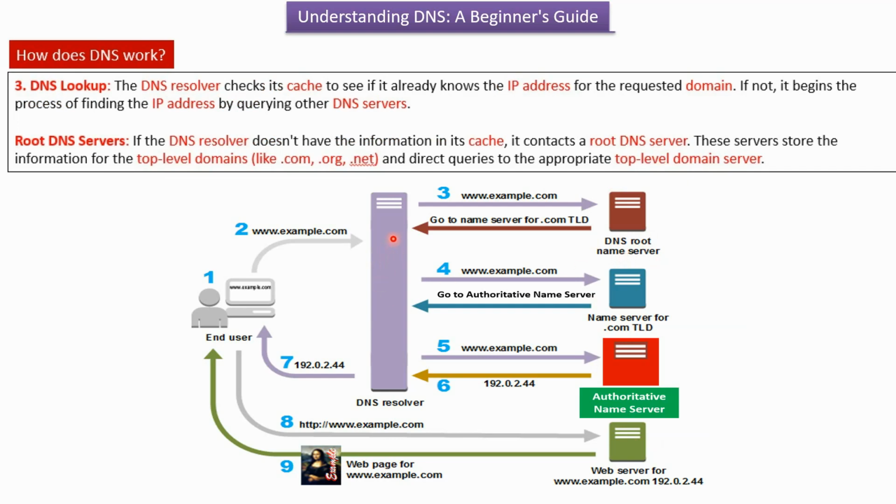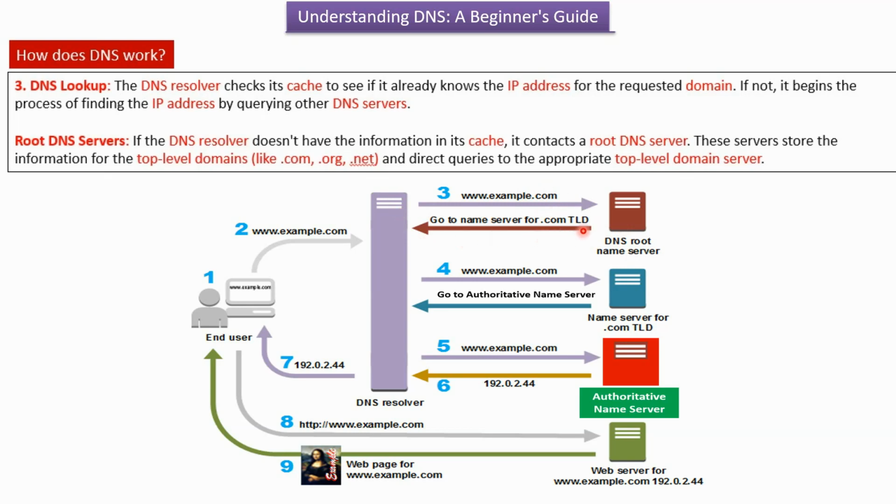The third step is DNS lookup. The DNS resolver checks its cache to see if it already knows the IP address for the requested domain, which is www.example.com. If not, it begins the process of finding the IP address by querying other DNS servers. If the DNS resolver does not have the information in its cache, it contacts the root DNS server. These servers store the information for top level domains like .com, .org, .net and direct queries to the appropriate top level domain server. In this case, the DNS resolver sends www.example.com to the DNS root name server, and if you look at the end, .com is there, so the DNS root name server informs the DNS resolver to go to the name server for the .com TLD.